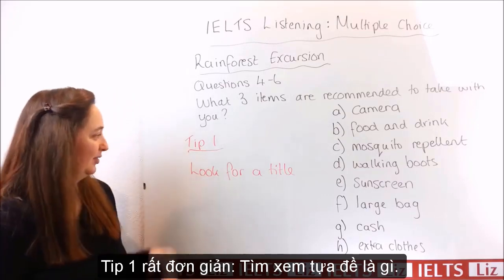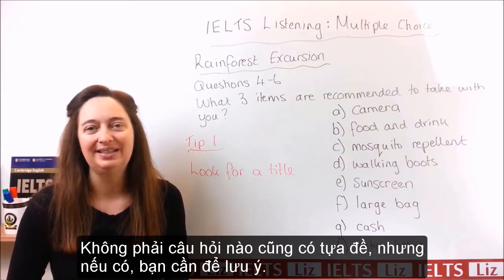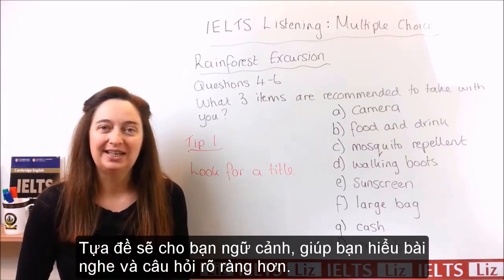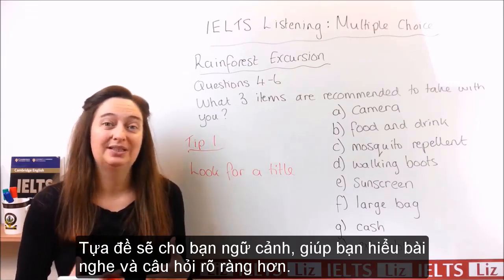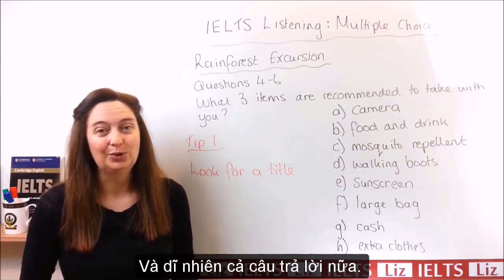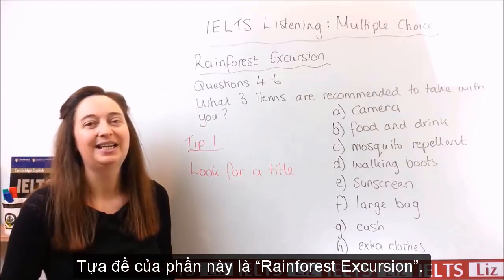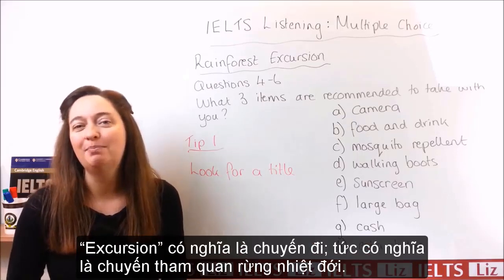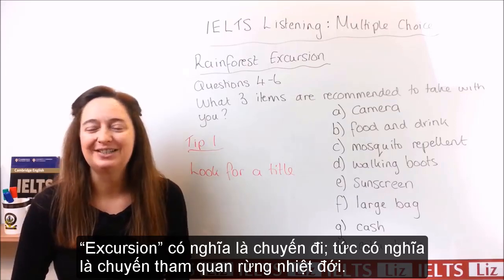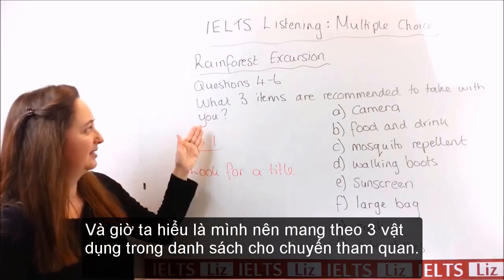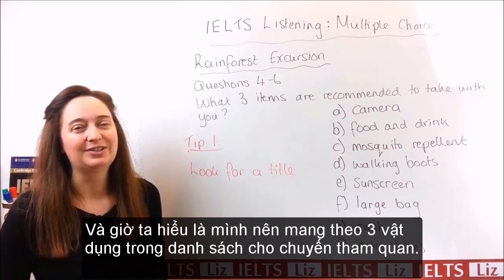Look for a title. Not all questions have titles, but if you see one, please pay attention. The title will give you the context, the situation, and that will help you to understand the listening more, it will help you to understand the question more clearly, and of course, the answers. And for this question, our title is A Rainforest Excursion. And an excursion means a trip. So this is a trip into a rainforest. So it's a visit to a rainforest. And now we understand that the 3 items are recommended for a rainforest trip.